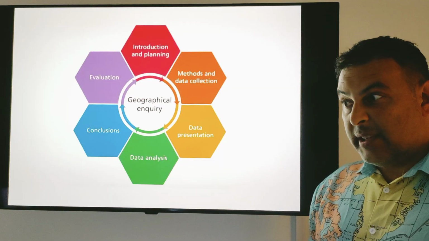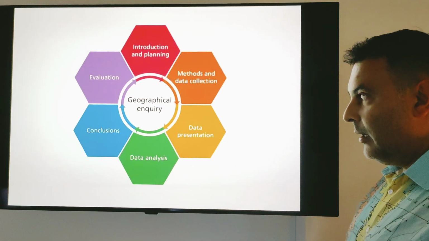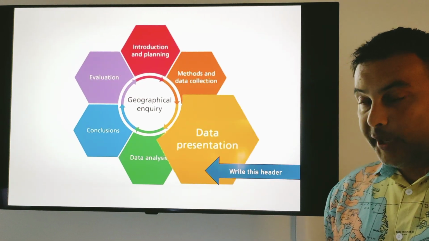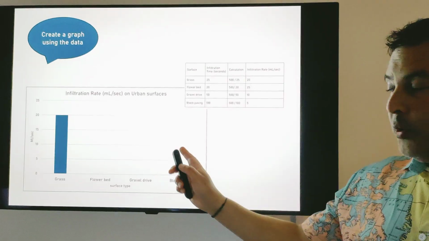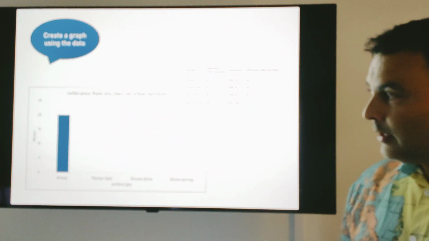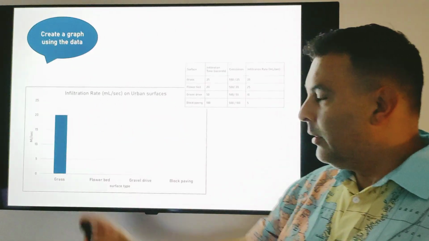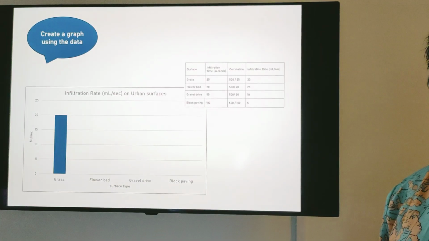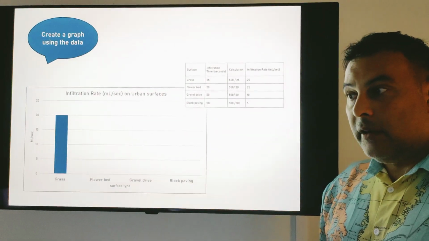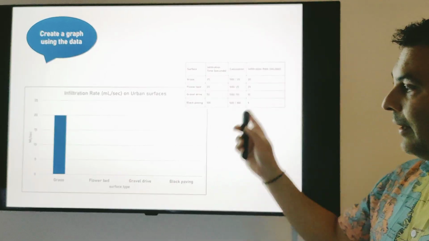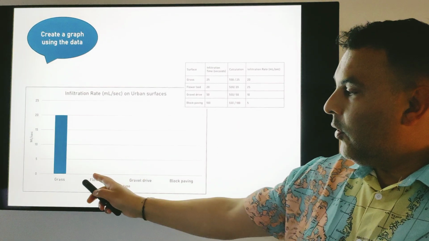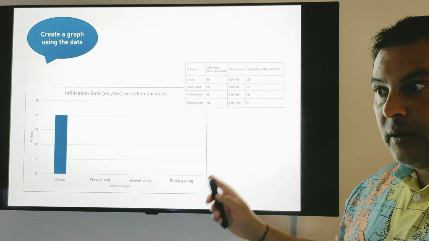All right, now next stage is to present our data. One of the best ways to present our data is in the form of a graph. So you have a graph like this, completed with one measurement from the grass. So what I'd like you to do is complete the graph. It should look something like that when you're finished. So pause the video and add the infiltration rates for each of the sites that we measured.